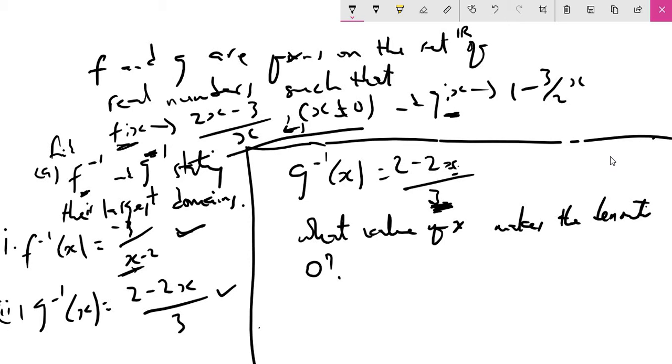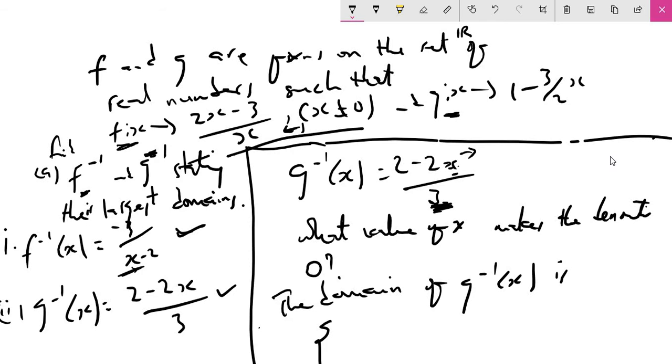So with this, since x can be any value, the domain of g inverse of x is the set of all values of x such that x belongs to the set of all real numbers, and that's it. This is the domain of g inverse of x. I hope that is clear. Let's do a couple more.